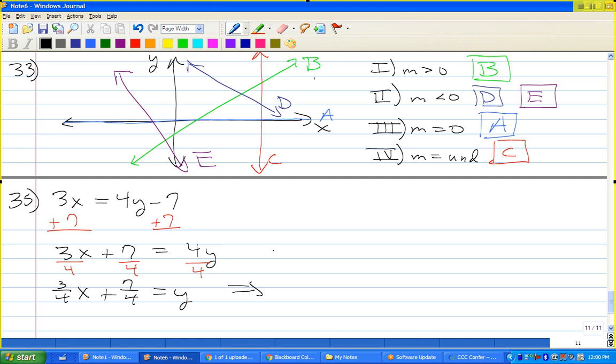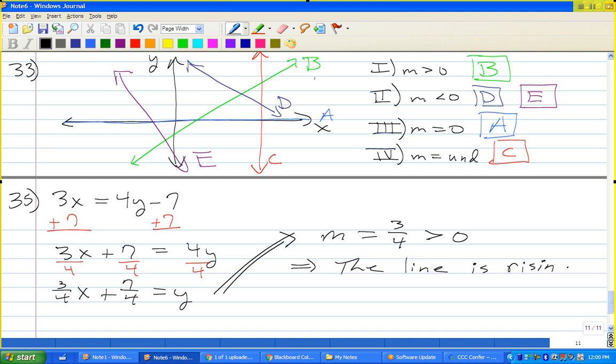So that says that the slope is 3/4. But 3/4 is greater than 0. So that says that, maybe I should indicate that I went this way. And so this says that the line is rising because it's positive slope from left to right.